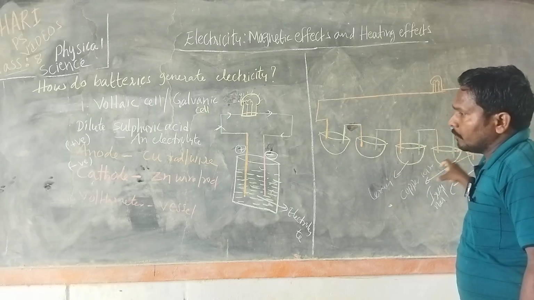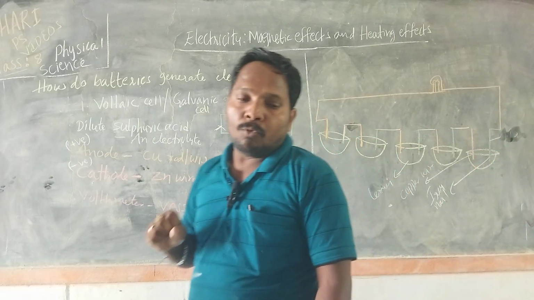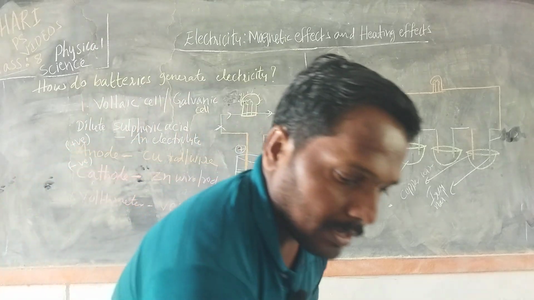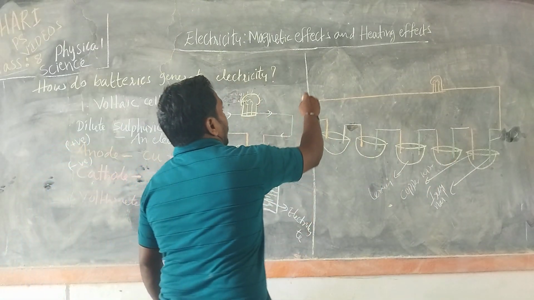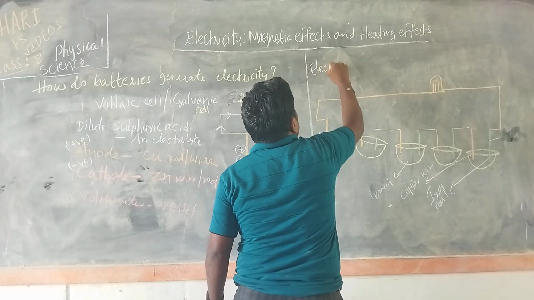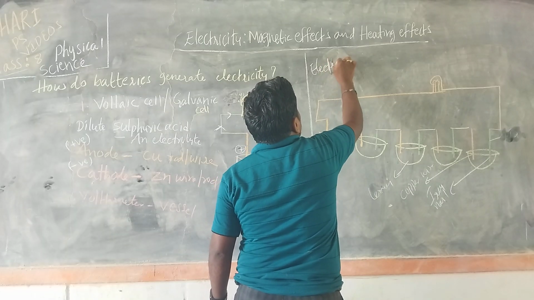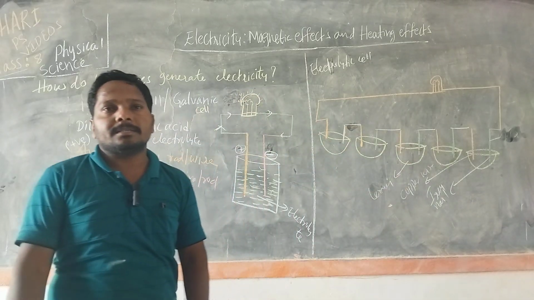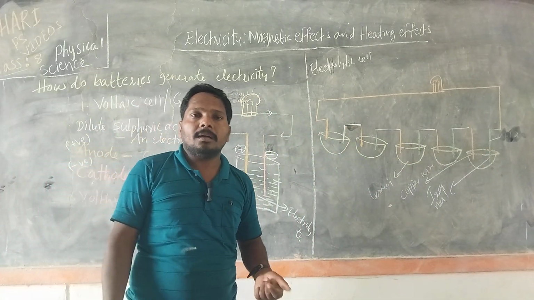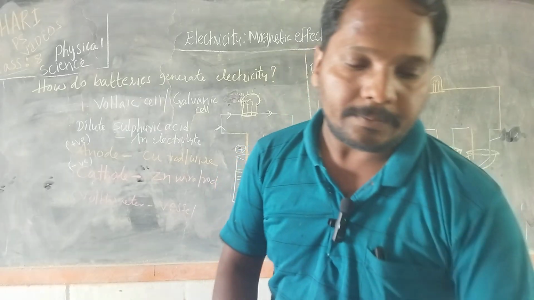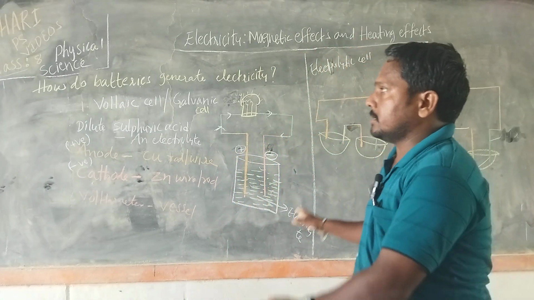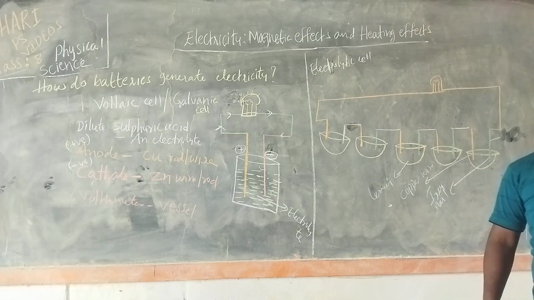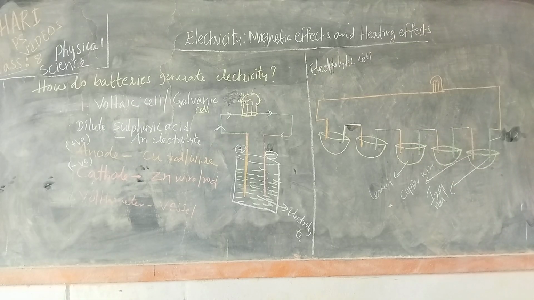In this way we can prepare our own cell, which is also called an electrolytic cell, voltaic cell or galvanic cell, right? So this is about one kind of cell, the voltaic cell. Next we will discuss the dry cell.